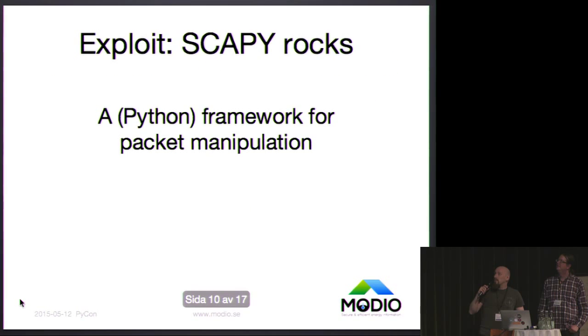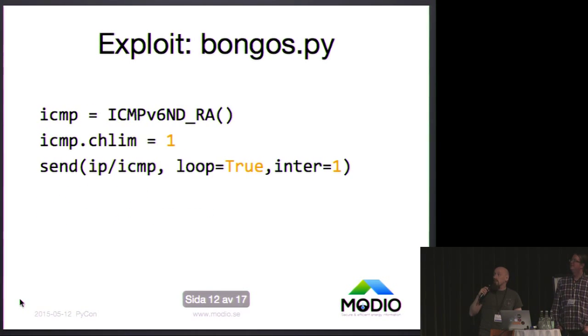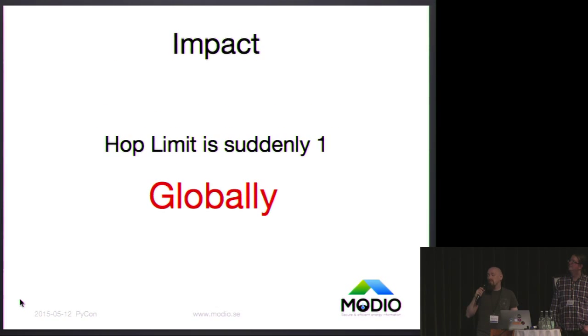Which means that if we take Scapy and create an IPv6 packet, set the destination to the local network, set the current hop limit to 1, and send it out, bang. You are now with a global level of hop limit set to 1, and you can no longer route IPv6 packets if you have this vulnerability in your kernel. And that's global for all networks.